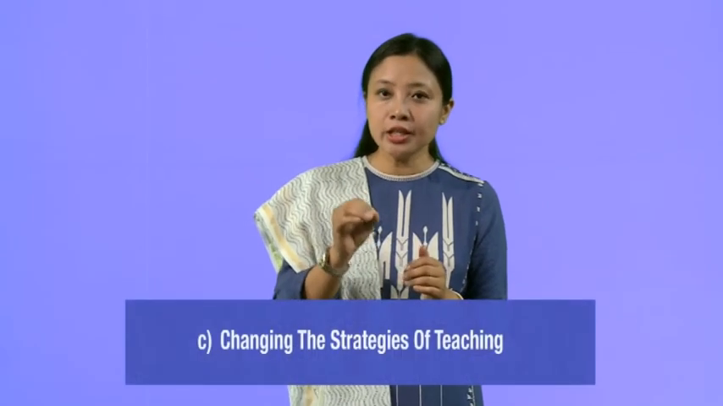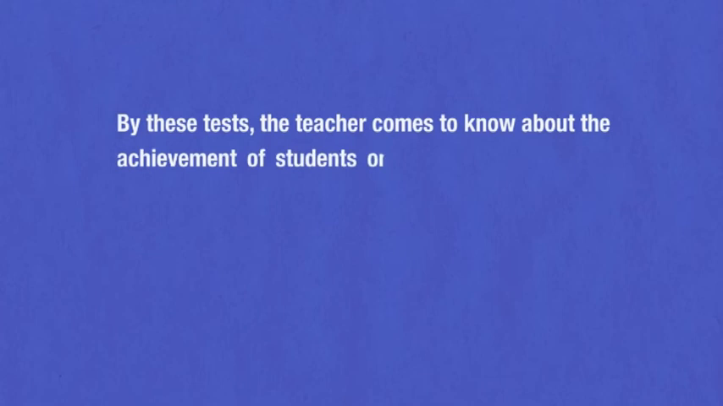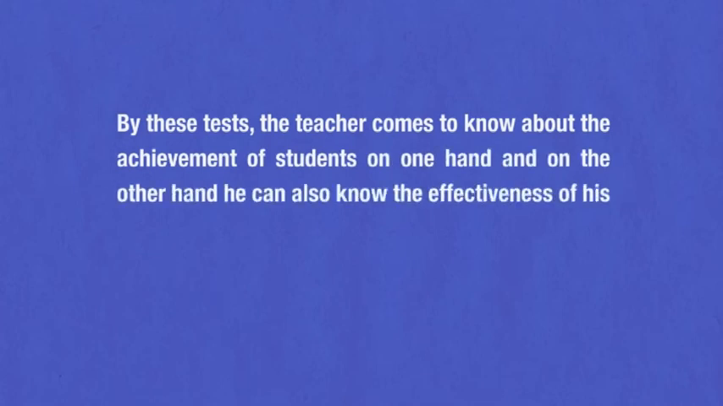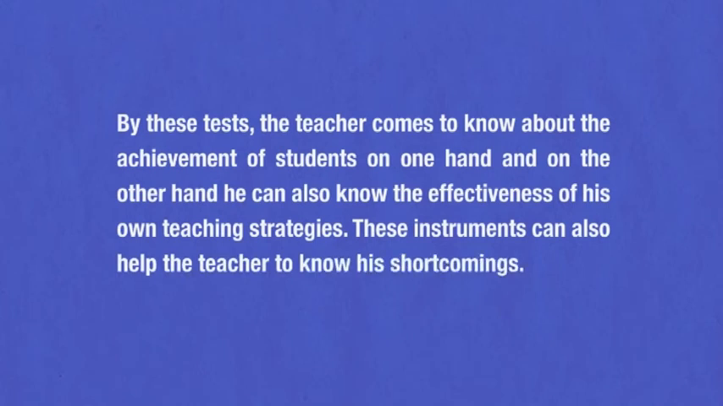C, changing the strategies of teaching. The results of the test thus obtained enable identification of those terminal goals that were not attained or those that were partly attained. By these tests, the teacher comes to know about the achievement of students on one hand, and on the other hand, he can also know the effectiveness of his own teaching strategies. These instruments can also help the teacher to know his shortcomings.